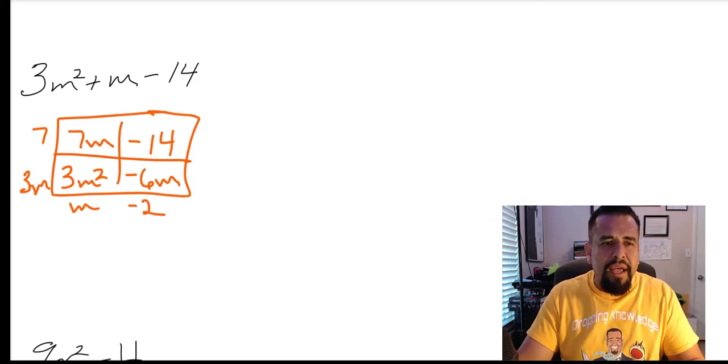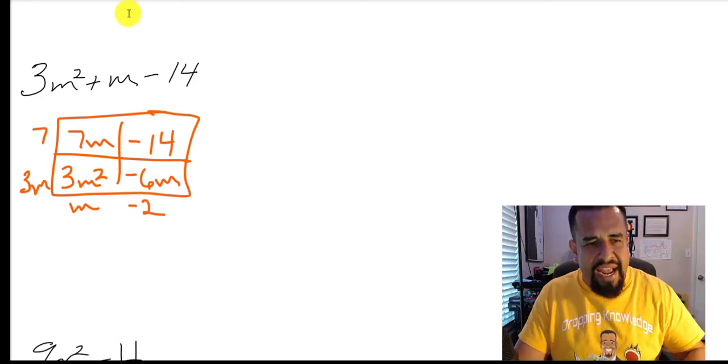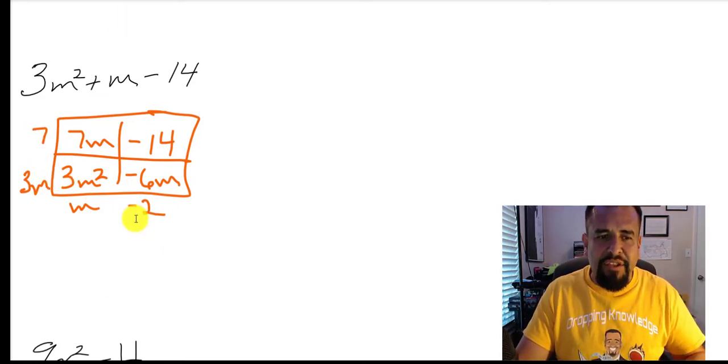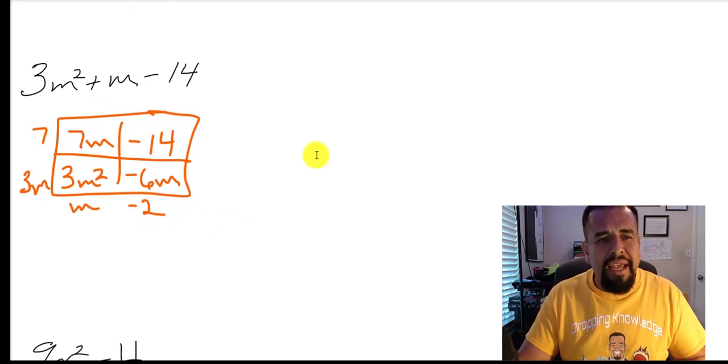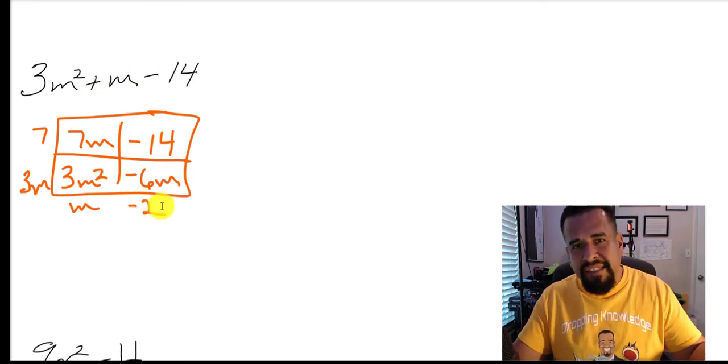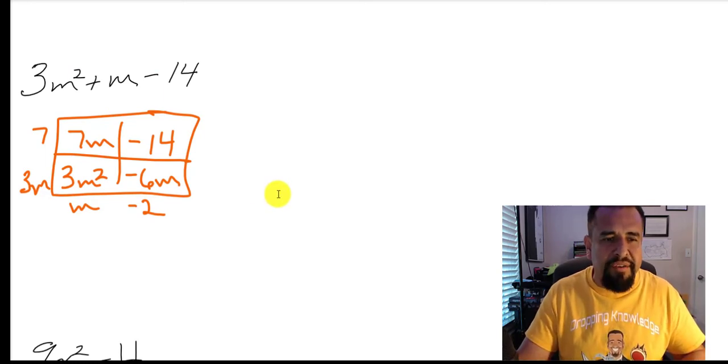Notice here, to answer the question I just asked a minute ago, could I have made the 7 negative instead of the 2 negative? Well, it looks like the answer is no. If I would have made the 7 negative right here, because I have to combine like terms, the 7m and the minus 6m, that would have given me a negative m. And as you can see, this is a positive m. So therefore, the 2 had to be negative. That's how you can test which one should be positive or negative.